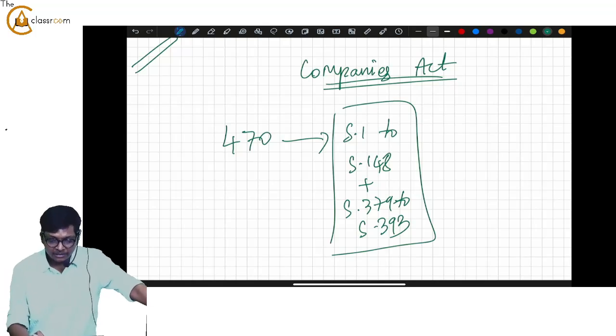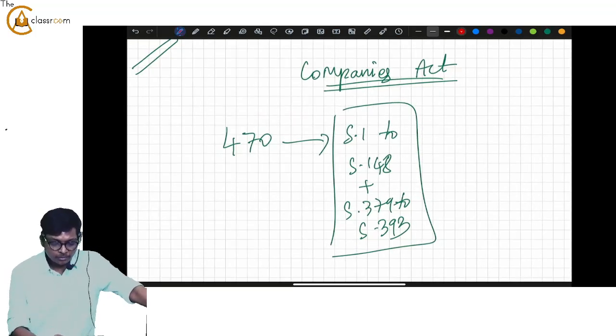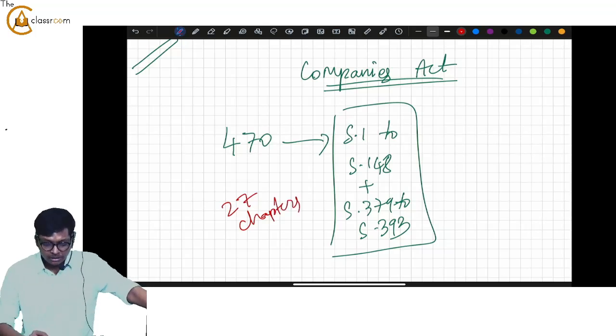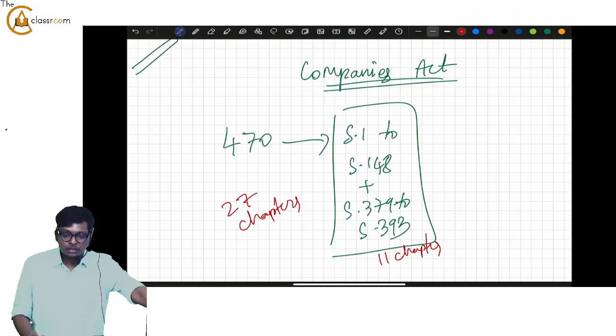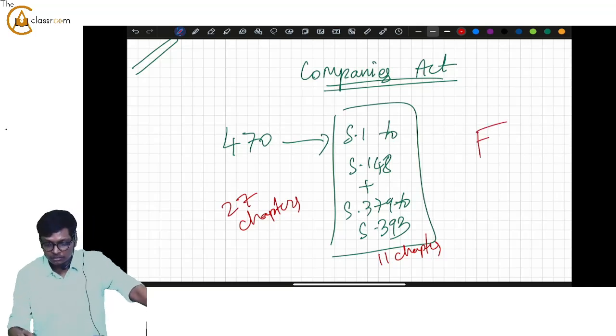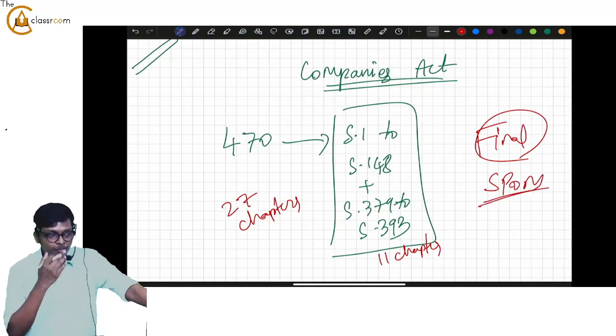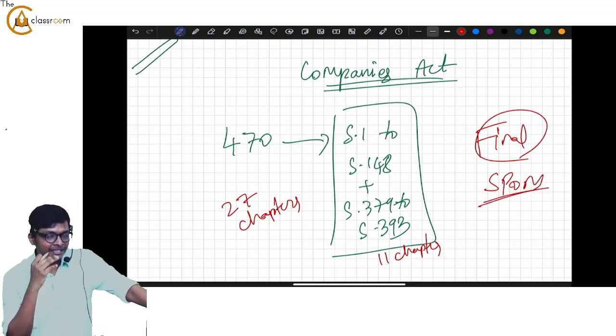In other words, in the Companies Act there are 27 chapters. CA inter has 11 chapters. What about the rest? Final, but now it's not an exam. You have something called self-paced online modules, where you write the exam at home, on dedicated days.